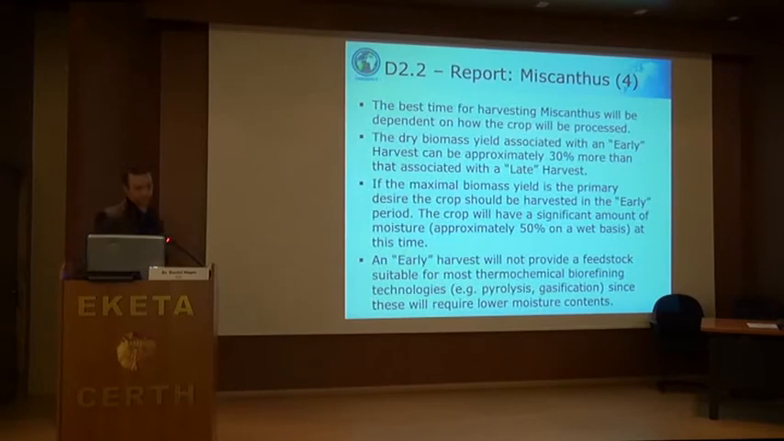And we found that the best time for harvesting miscanthus is dependent on what you're going to do with the crop. In the early harvest, you have approximately 30% more standing biomass per hectare than you have in the late harvest. So if your only focus is biomass yield, harvest it early. However, you have a 50% moisture on a wet basis from this early harvested crop. And that is not going to be suitable for most thermochemical processes, such as pyrolysis and gasification.